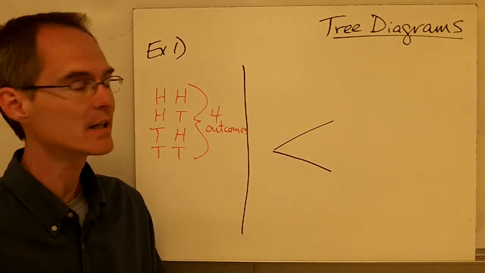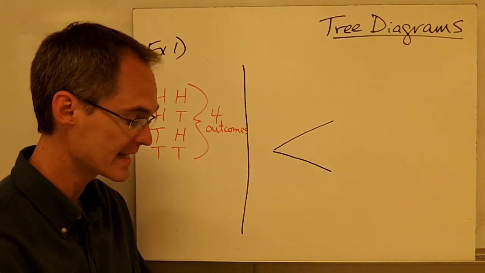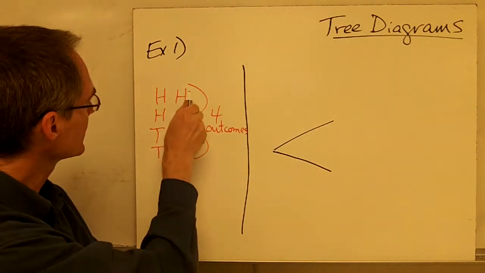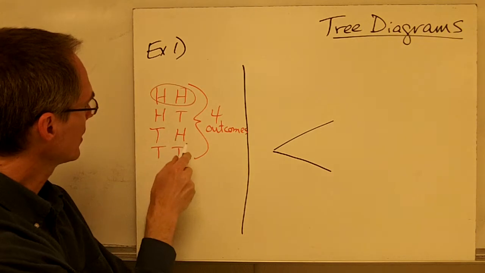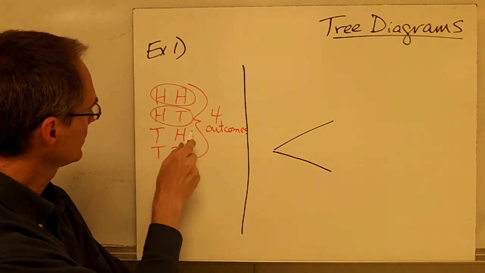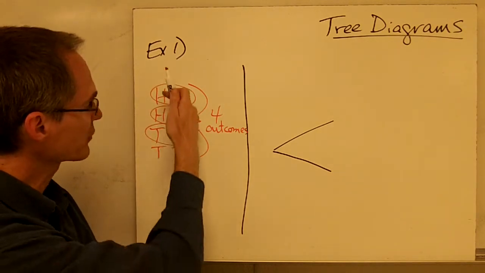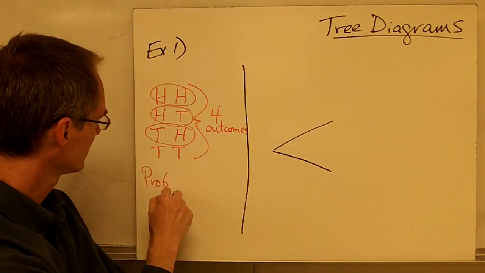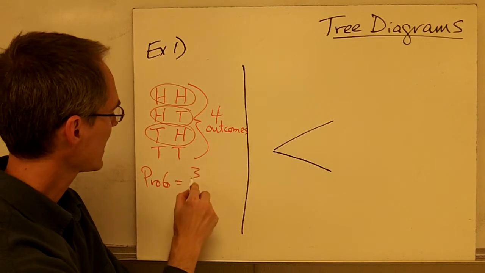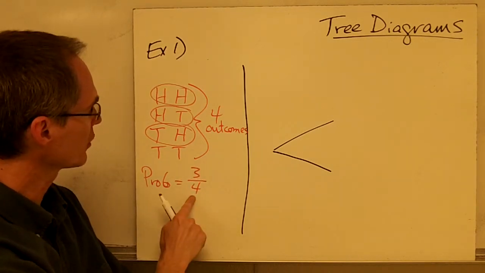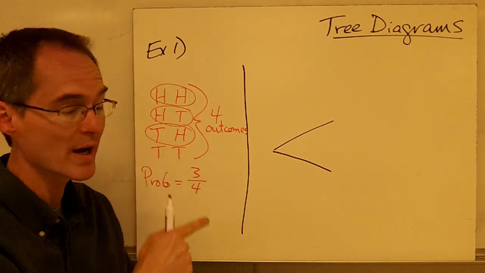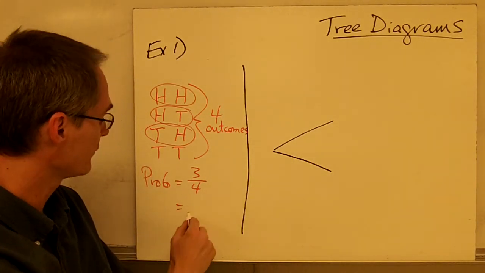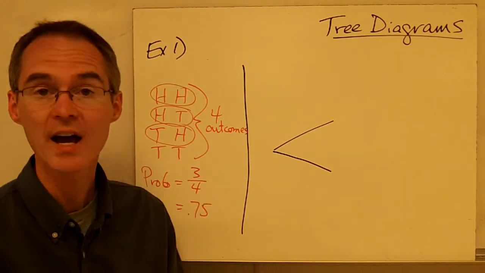And if I'm interested in the probability of getting heads at least once, then I want to know, how many ways are there that I could get heads at least once? And that would be that outcome, and that outcome. So I've got 3 ways that I could get heads at least once. So my probability then would be 3 times out of 4. 4 is my total number of outcomes. 3 is the number of ways that I could get heads at least once. So my probability would be 3/4 or 0.75.